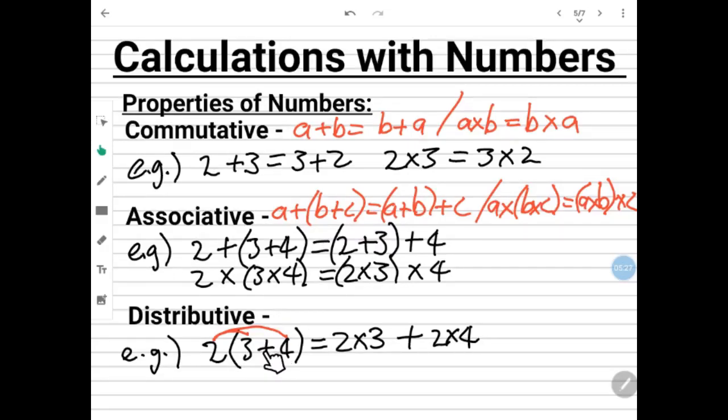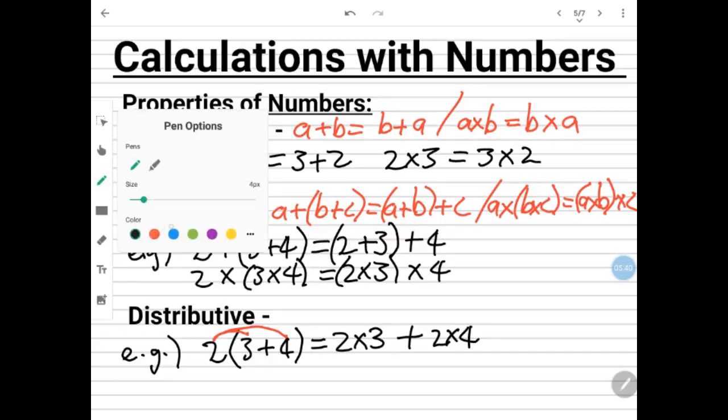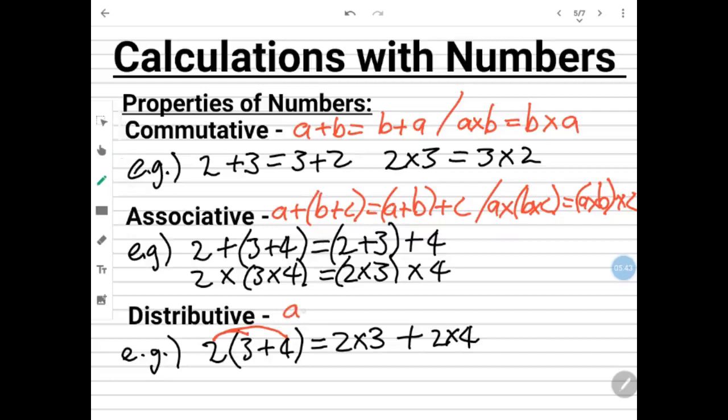But the reason why we can distribute is because we're multiplying the 2, or we're multiplying the number on the outside to the numbers on the inside. We distribute it to the numbers on the inside. So the rule will look like this. A times (B plus C). Right, now we distribute the A to the B and the C, and it is the same as AB plus AC. That's the rule. All right, okay.